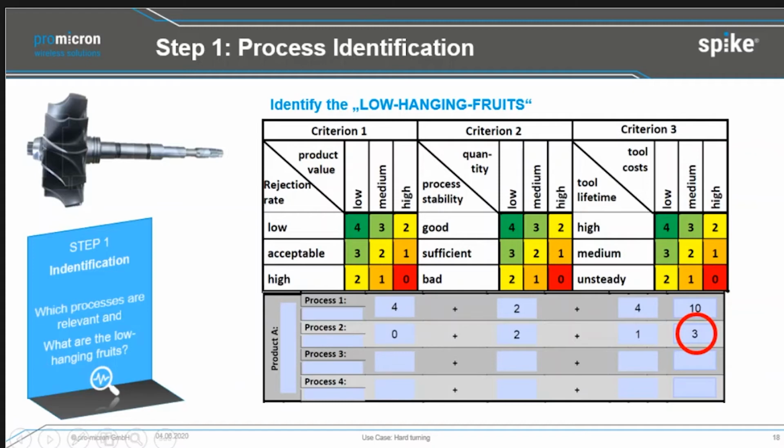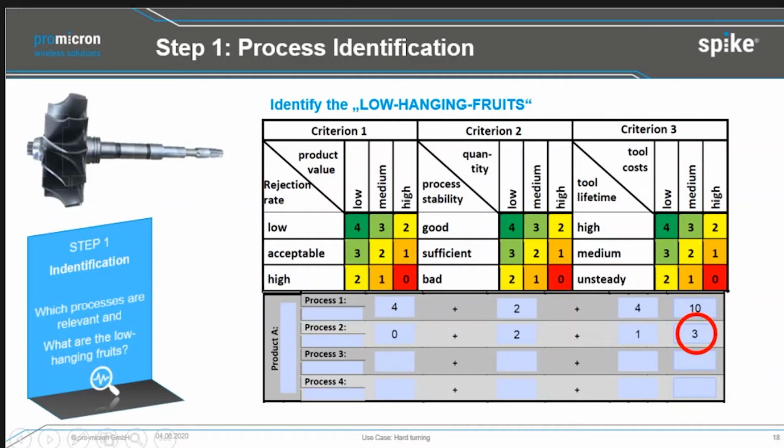4 points here. In this case, we are somewhere in the area here where we have 2 points, and again, we have a high tool lifetime and low tool costs, so we come up with 10 points, which is quite much. So this process might not need to be monitored, or there might be no need to monitor this at the beginning. So let's focus on another process, like this one.